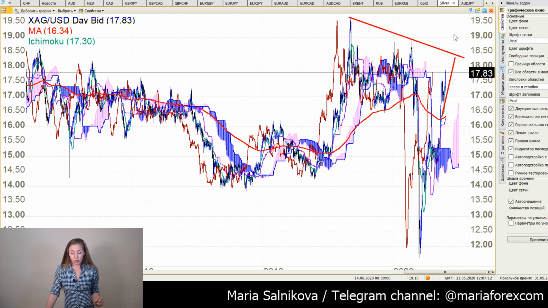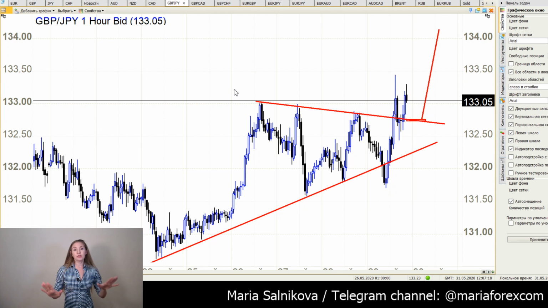Good. So we got three instruments. Now I think we should go to Great Britain pound versus Japanese yen, and all other instruments you will find in my trading club.